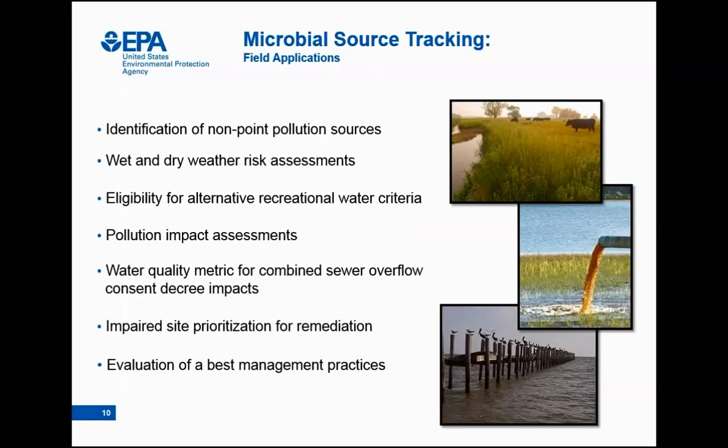We could use them to identify non-point pollution sources. We could use them to help with wet and dry weather risk assessments. We could use these types of tools to determine eligibility of a site for alternative recreational water criteria. We could do pollution impact assessments. You could use these in cities where there's combined sewer overflow consent decrees to show that the impact of the work you're doing is having a positive influence on water quality. You could use these tools to prioritize sites that are impaired for remediation when there's limited funding.